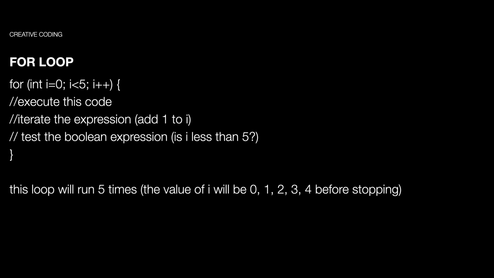So in this case, it would execute the code that's in there. It's going to add or iterate the expression. I already said it's adding 1 to i, and it will test the Boolean expression. In this case, it's asking, is i less than 5? So this loop would run 5 times. The value of i will be 0, 1, 2, 3, 4. And then once it iterates and adds up to 5, that's no longer less than 5, so the loop would stop.